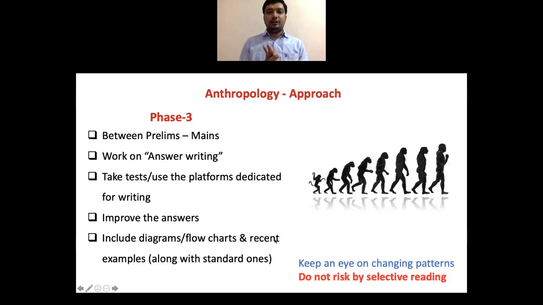By the end of phase 3, you should be very confident in not only knowing the information but also presenting it. But I wanted to give you a few warning signs here. Keep an eye on the changing patterns. For example, in anthropology, archaeology questions are given as part of other questions. Okay, there you have a limited choice of leaving them out. So make sure to cover it and never risk selective reading, because even if a few questions have always come from one particular chapter, it doesn't mean that it is going to be the case in future.